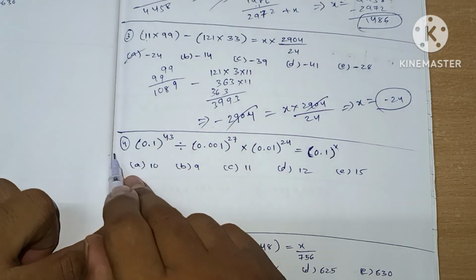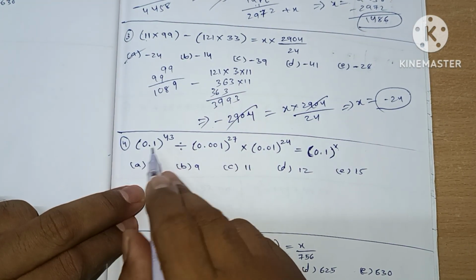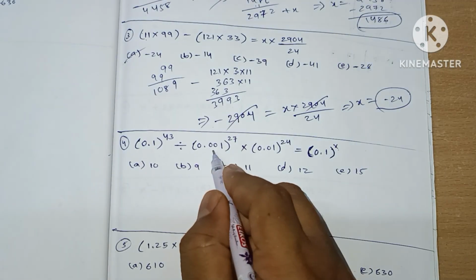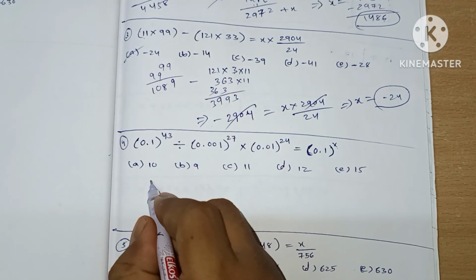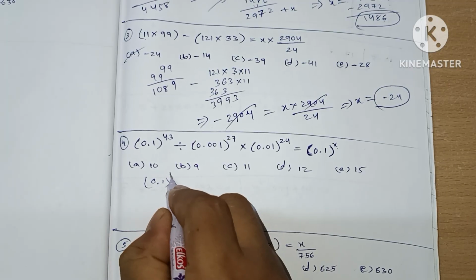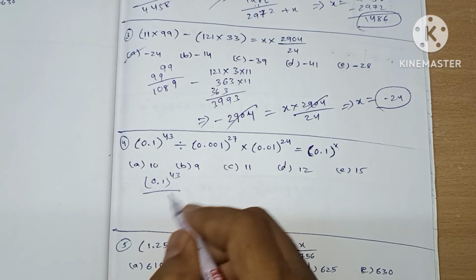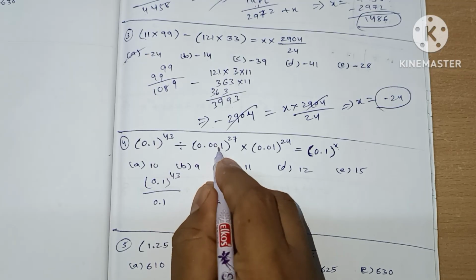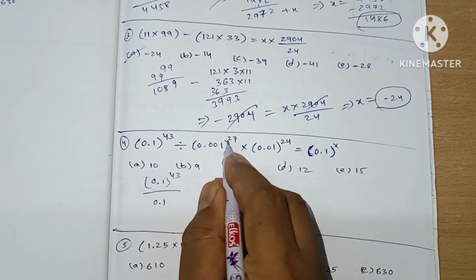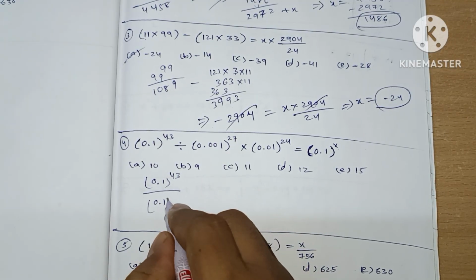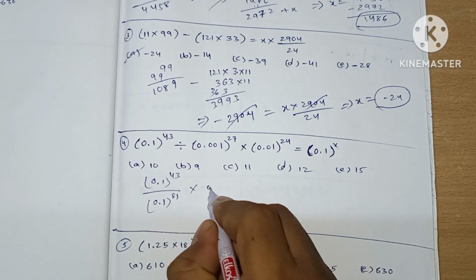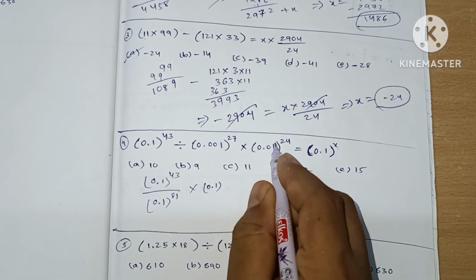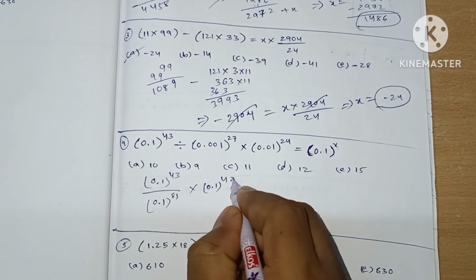Now we are going to see question number 4. In this question we must identify this as 0.1 whole cube. So this will be 0.1 whole to the power 43, divided by 0.1 whole cube whole power 27, means 3 into 27, which will be 81, whole power 81, into 0.1 square whole power 24. 2 into 24 will be 48.